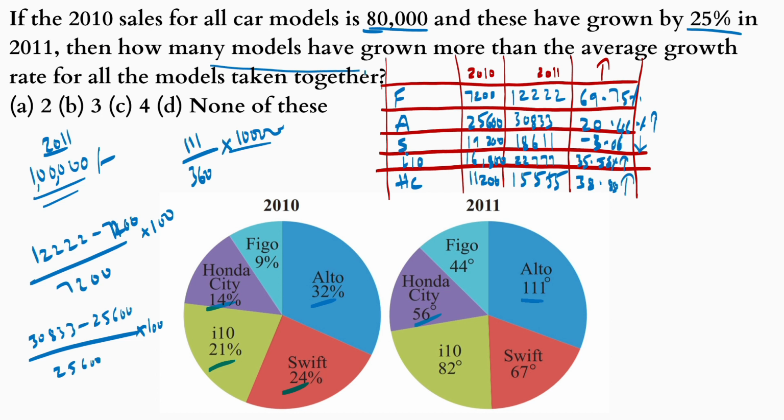find out for how many models the growth rate is touching the average. It's touching 25%. So definitely Figo is touching 25%, which is more than 25% indeed. Alto is not, it's less than 25%, and this is less than 25%, and this one is greater than 25%. I-10 is greater than 25%. Figo is greater than 25%. HC, the Honda City, is greater than 25%. For 3 models, it's greater than 25%. It's touching the average, right? So B is our answer.